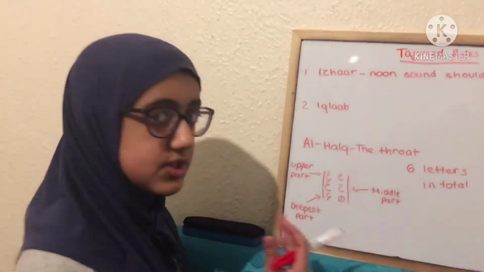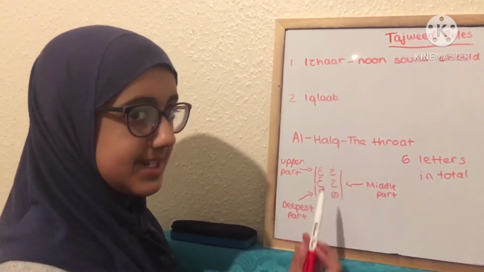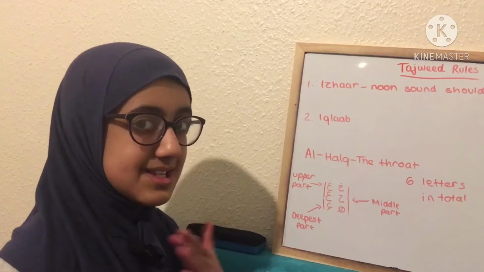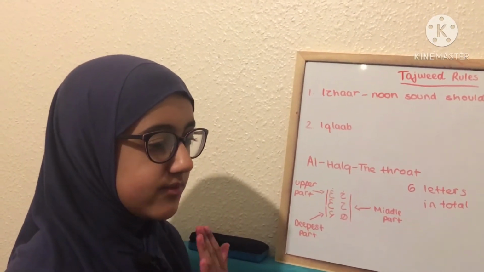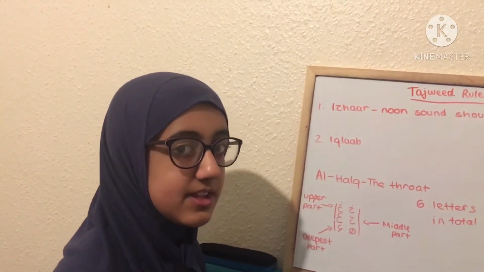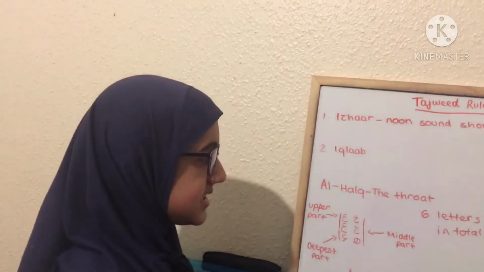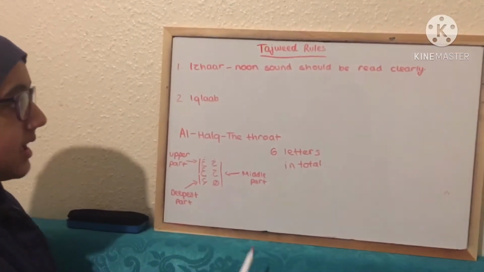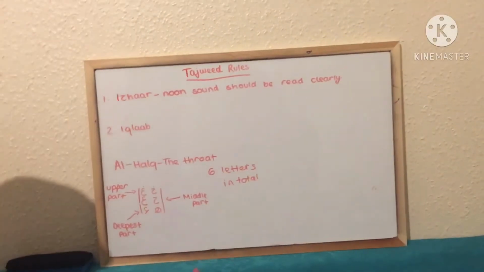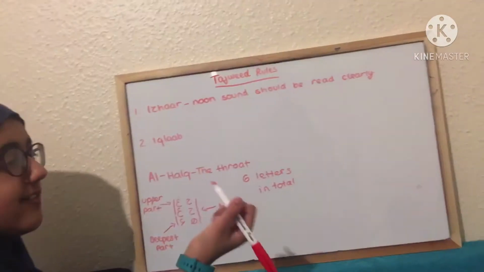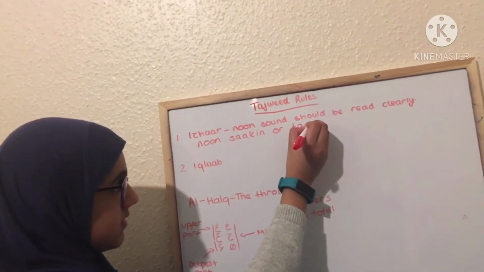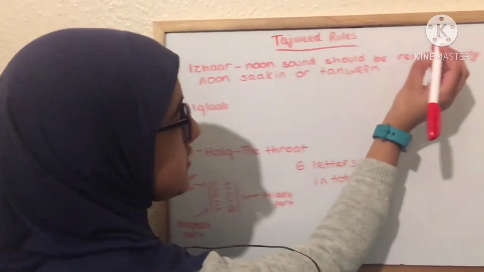The upper part, the topmost part of your throat, has 2 letters as well, and these are ghain and kha. When you make the sound, you can feel your spit coming up your throat, like ghain and then kha. So these are the 6 letters of the throat. As I said, with Izhar the noon sound should be read clearly. Say there's a word in the Quran, if after noon sakin or tanween comes a throat letter.